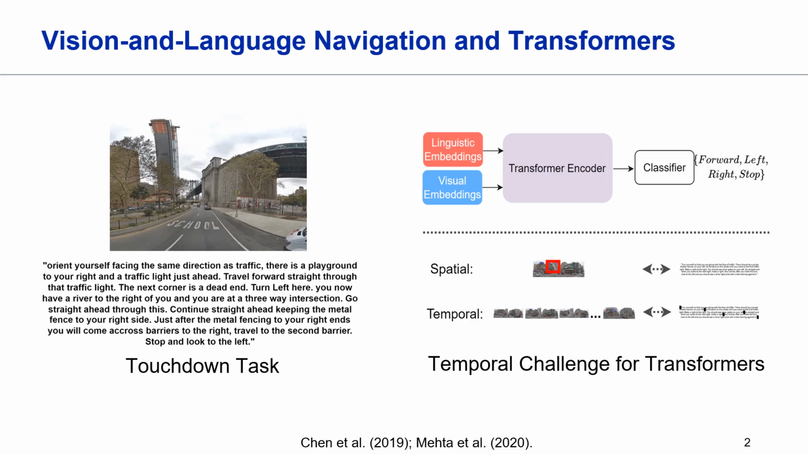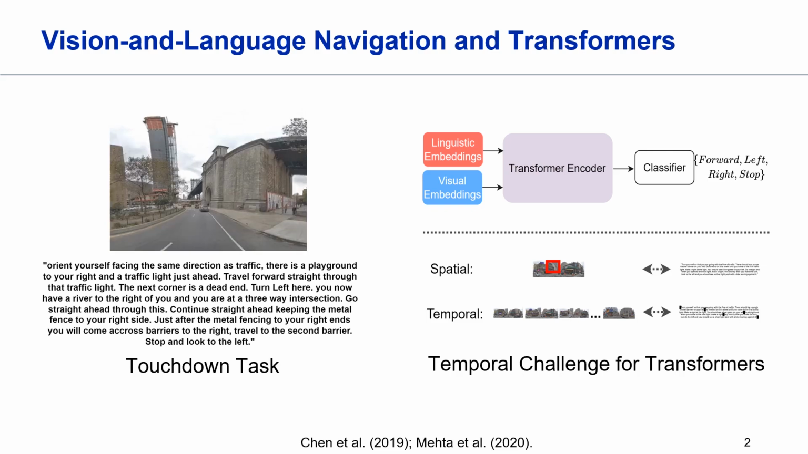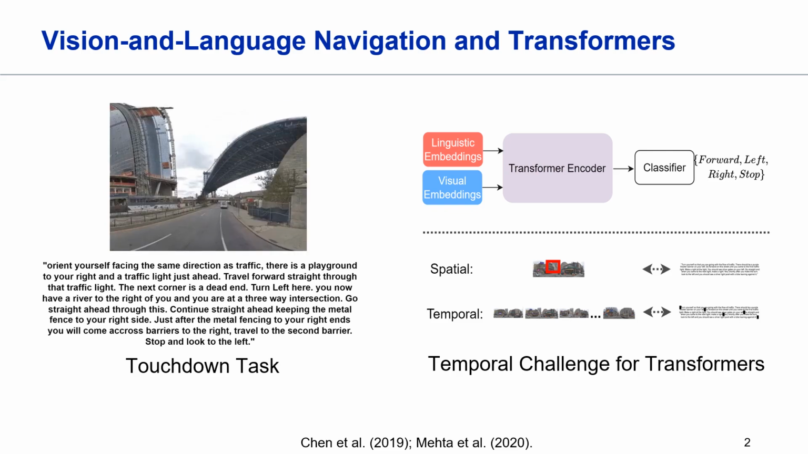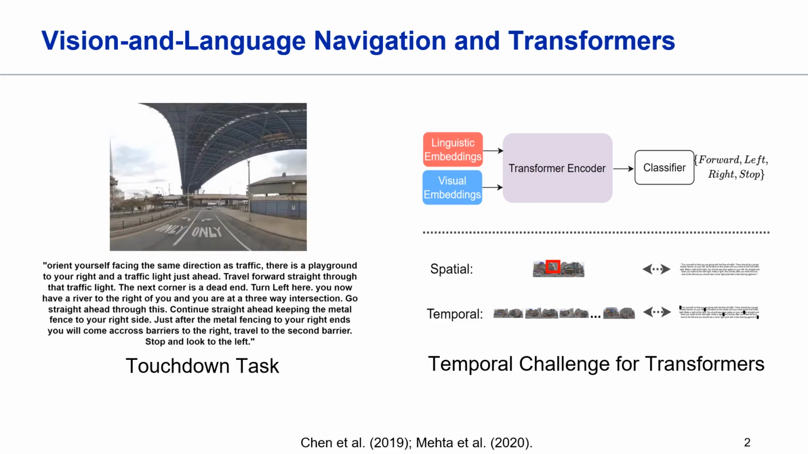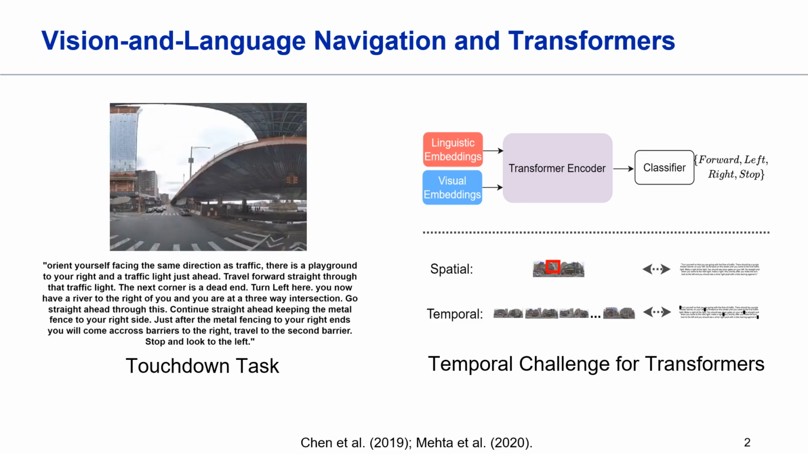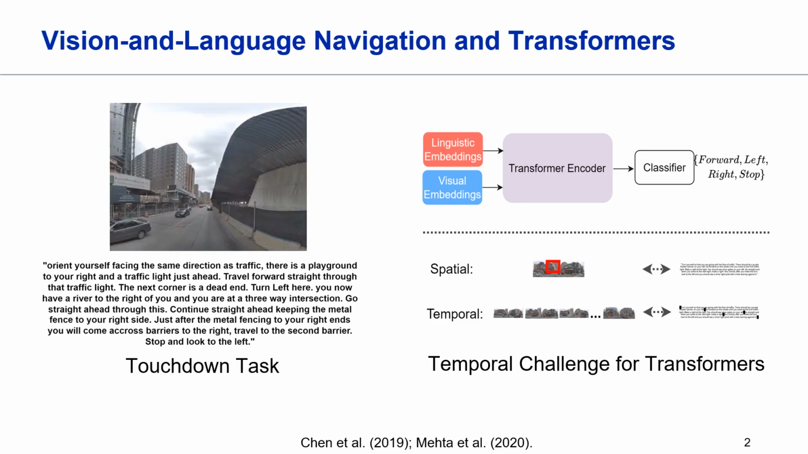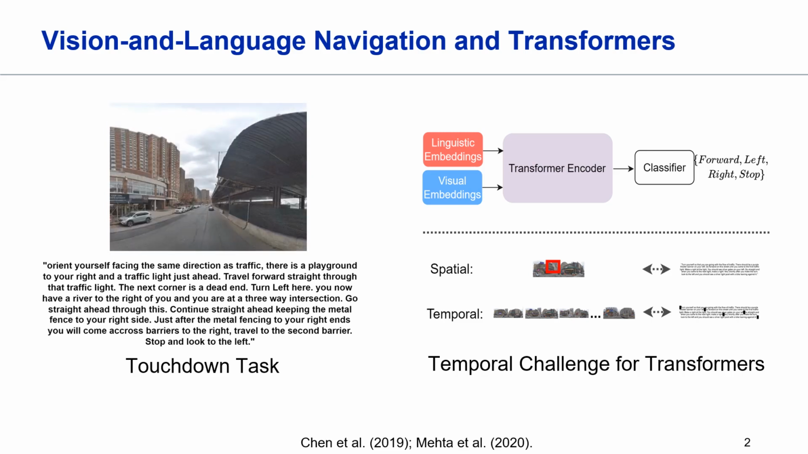Our paper addresses transformer-based approaches in vision and language navigation. And we do this by focusing on the touchdown benchmark shown on the left-hand side. So in this task, an agent is given a language instruction to navigate an environment generated from Google Street View images. But in this case, the instruction is given as a single block of text. And this means there's no alignment between this input and each visual point as the agent moves through the environment.